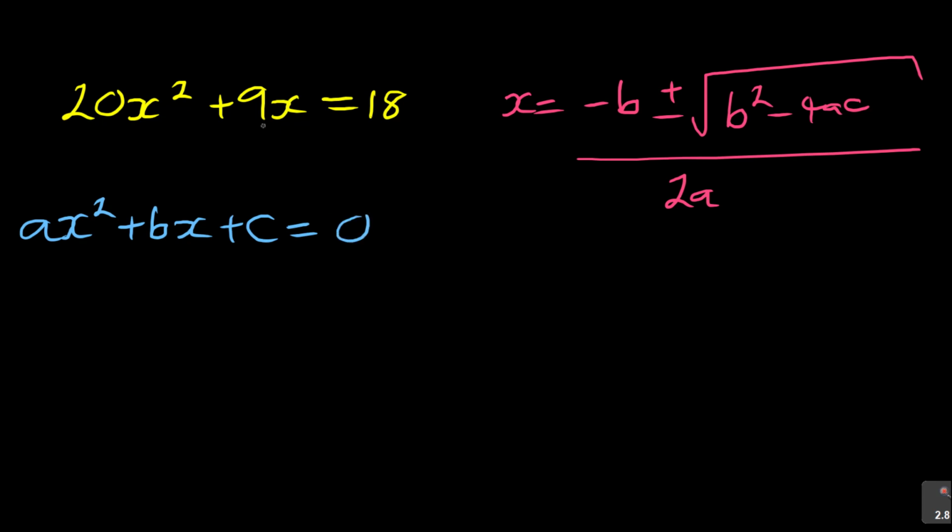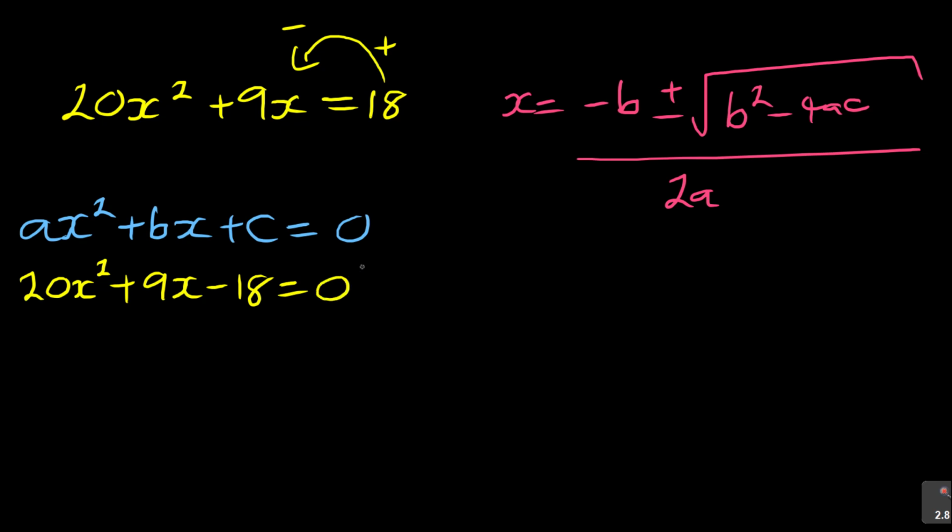First, you must identify that this is not standard. It's not the right way. So what does it mean? If I write it here, I'll write 20x squared, which is fine, plus 9x, which is fine. But you see, I've got plus c. That's why I must take 18 to the other side. From positive, it will become negative 18. Then equal to 0.